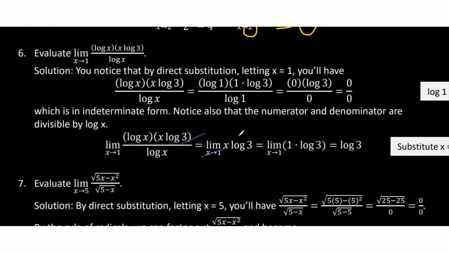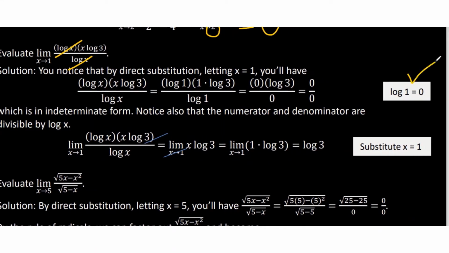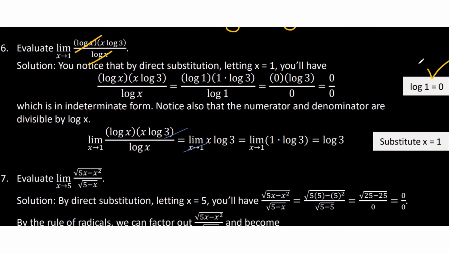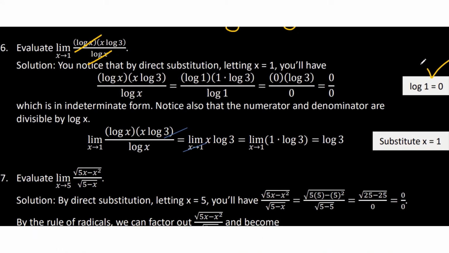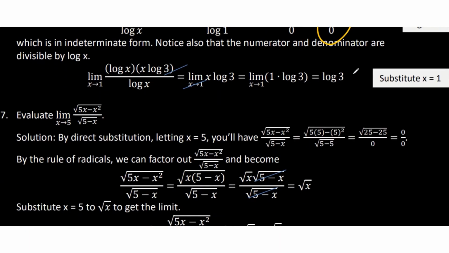On number 6, kitang-kita natin na pwede nating itanggalin ang logarithm of x. Because kapag sinubstitute mo yan agad, logarithm of 1 kasi is 0. So 0 numerator, 0 din ang denominator. So magiging 0 over 0 form, which should not be, right? So here, we can cancel out logarithm of x. So ang natira ay x times logarithm of 3. Let x be equal to 1. So we have 1 times logarithm of 3 is logarithm of 3.